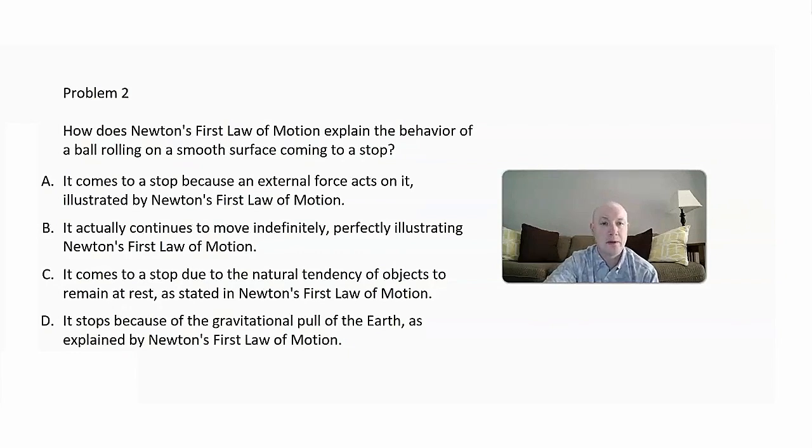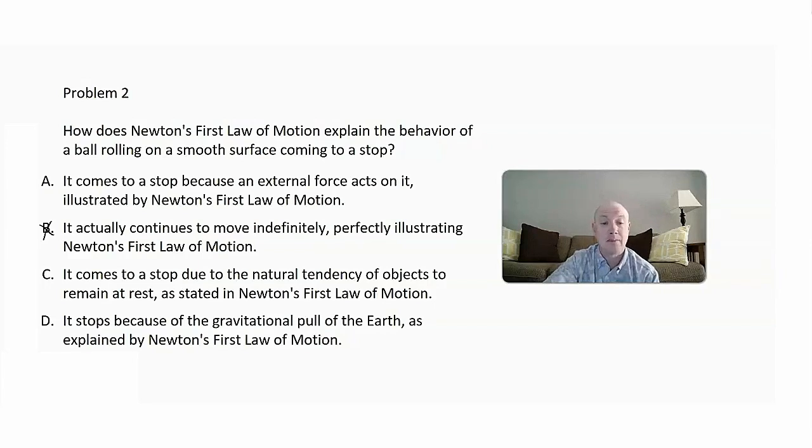Problem 2. How does Newton's first law of motion explain the behavior of a ball rolling on a smooth surface coming to a stop? So Newton's first law of motion, which is also known as the law of inertia, says an object is either going to remain at rest or in uniform motion unless impacted by an outside force. So in this case here, choice B is eliminated because it's saying it's going to continue to move indefinitely, and that's not always the case because if it runs into an external force, it will eventually stop.